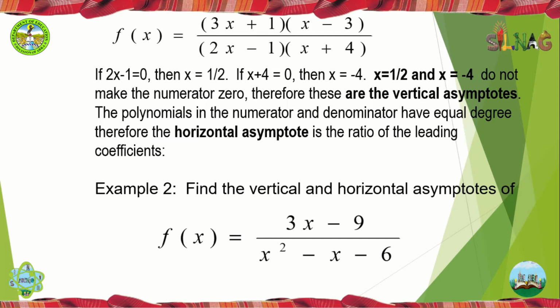So if 2x minus 1 is equal to 0 as the first factor of the denominator, then x will be equal to 1/2. And then if x plus 4 is 0, then x will be negative 4. 1/2 and negative 4 do not make the numerator 0. Therefore, these are the vertical asymptotes.